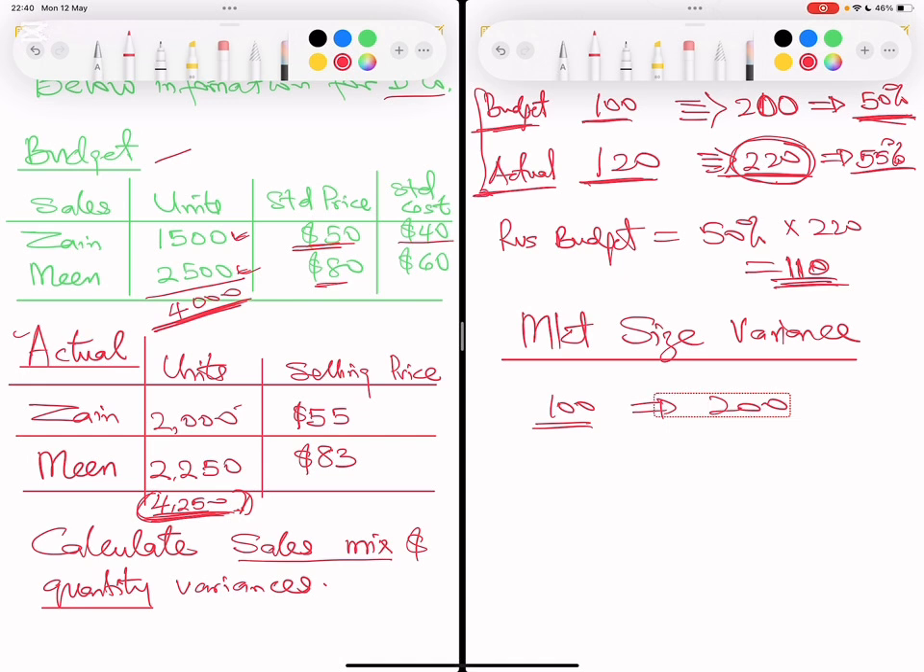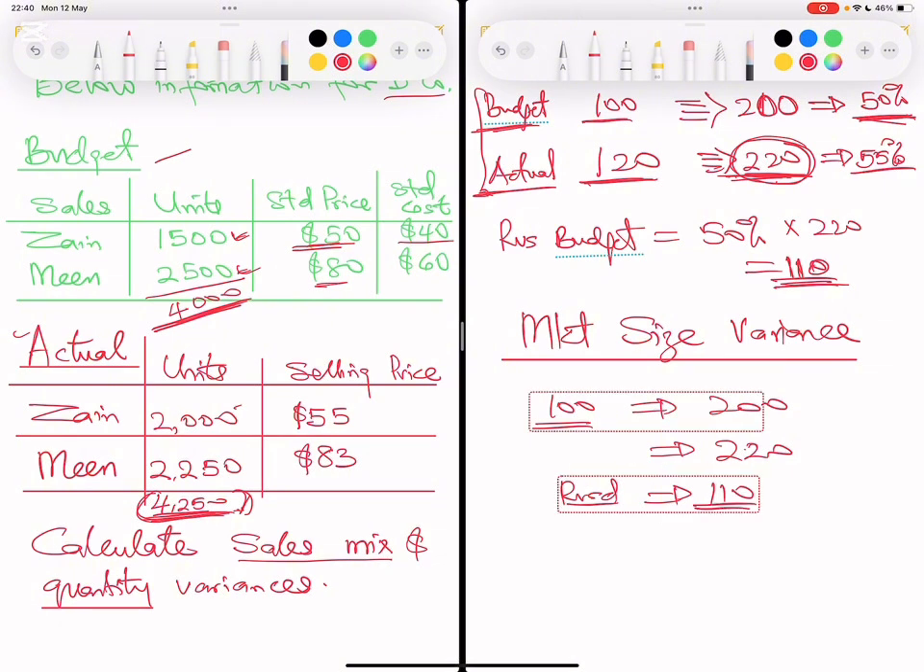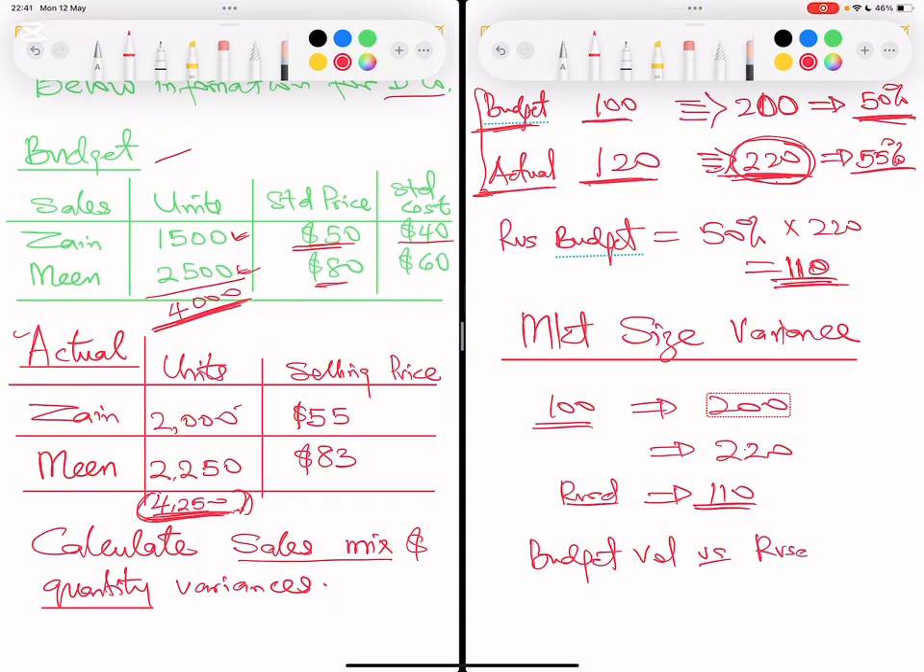So what we're saying is that the market has grown to, in this example, 220, which means our revised budget is 110. So for us to know whether the market has truly grown, we need to compare our budget volume versus the revised volume. If they are not the same, then the market has changed. And as you can see, 100 is not the same as 110, so you can see for sure the market size has changed.